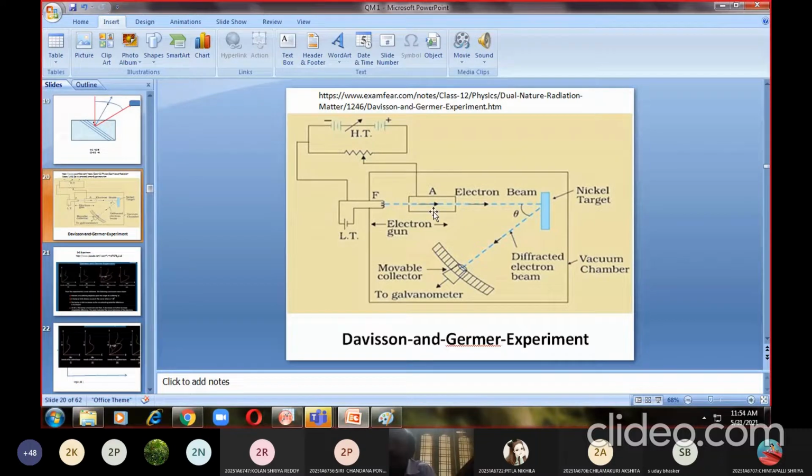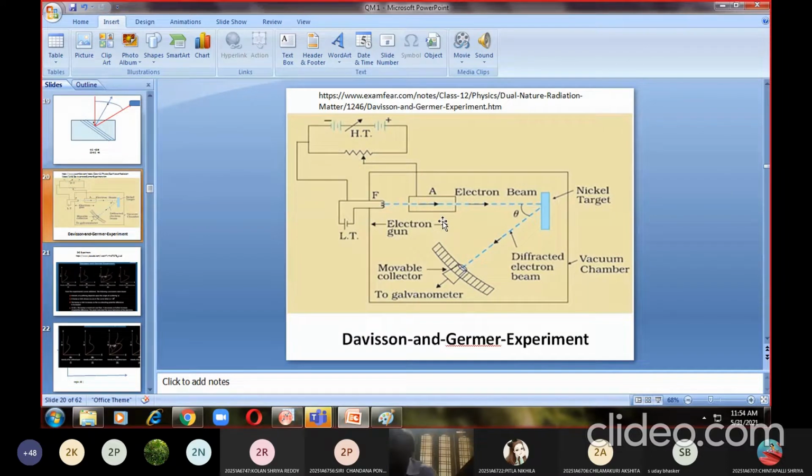So let me say I'll take 2 degrees, or let me say 10 degrees, perform the experiment. Then 20 degrees, perform the experiment. That means find out what is the intensity received by the galvanometer. So for theta equal to 10, 20, 30, 40, 50, 60, 70, 80, 90, 100, I'll find out the intensity. That's one tabular column.